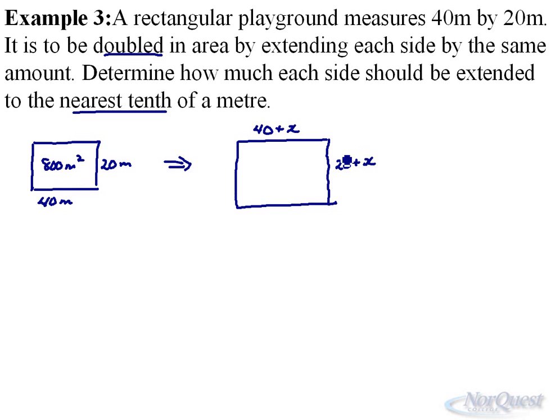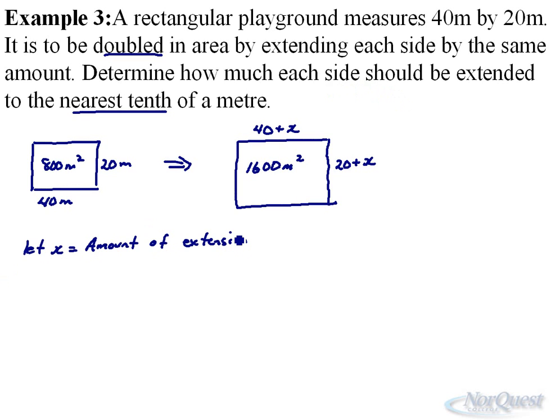Well, since we know what the initial area is, we know that this final area will be double it, so 1,600 meters squared. So what we want to do is figure out what the new dimensions are, or how much each side should be extended. So let's let x equal the amount of extension.